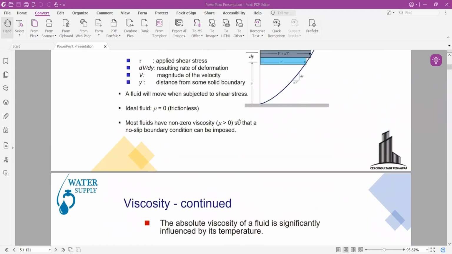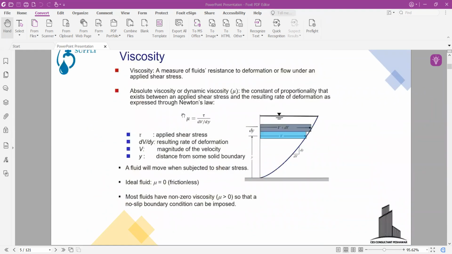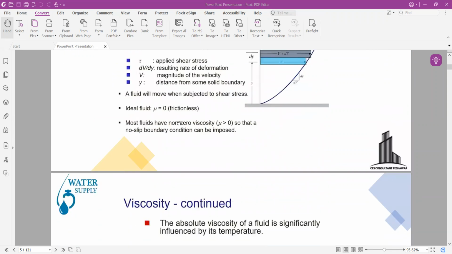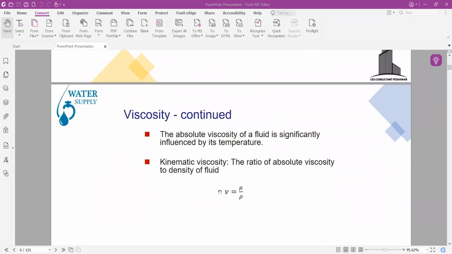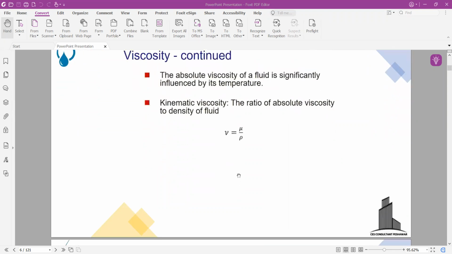Viscosity. So this is basically the absolute or dynamic viscosity. From that, we can also calculate the kinematic viscosity, which is basically equal to the ratio of absolute viscosity to the density of a fluid.